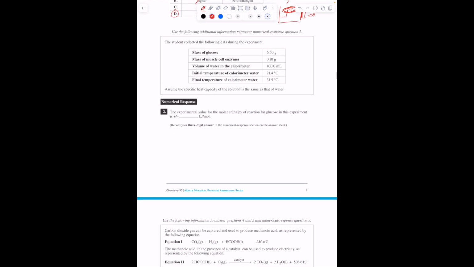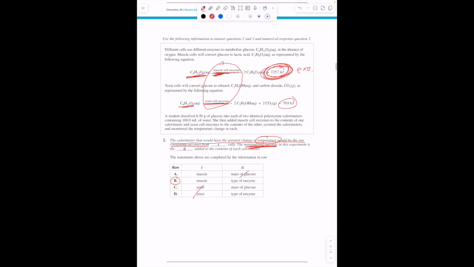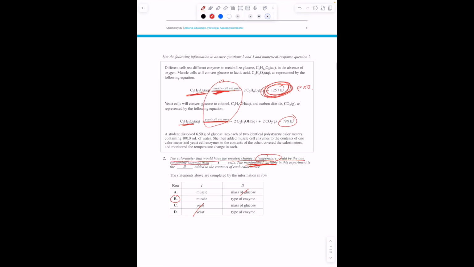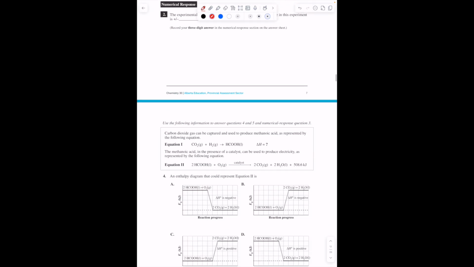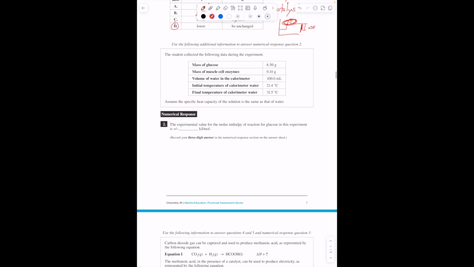All right, so what do we got going here? It's going to be back up to this information. Yeah, 2, 3, and numerical response 2. All right. What do they want here? They want the molar enthalpy of reaction for glucose, and they've given us all this information here.